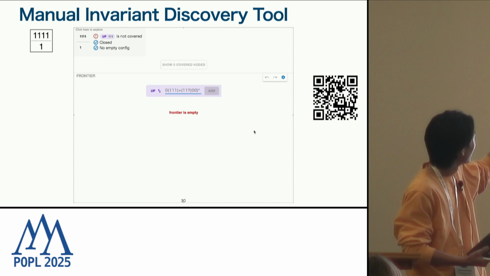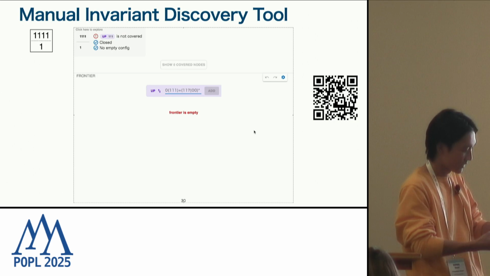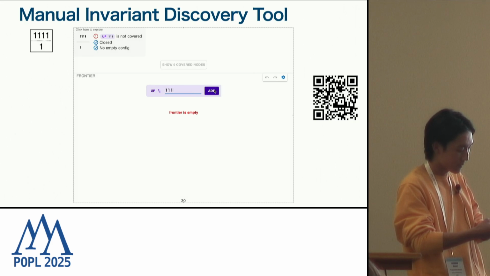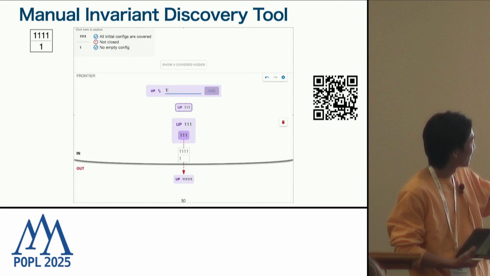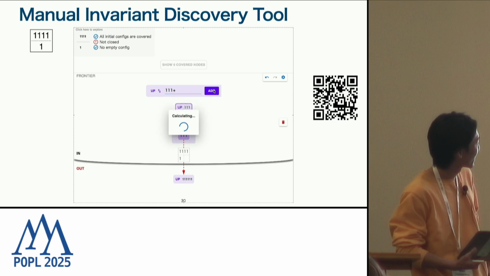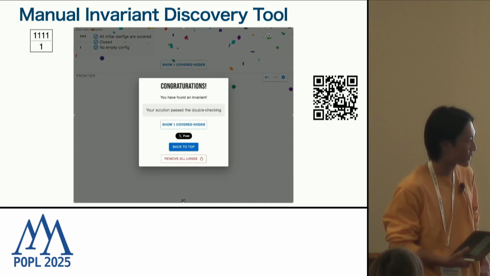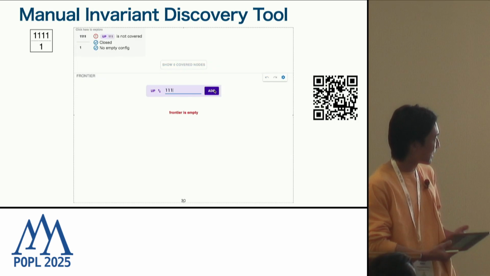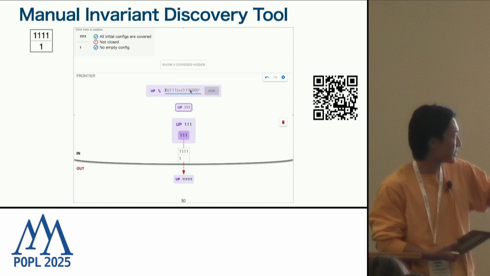For example, this is an example I showed earlier. Users can find that 111 plus is an inductive invariant. Congratulations, and please solve and resolve the two problems.